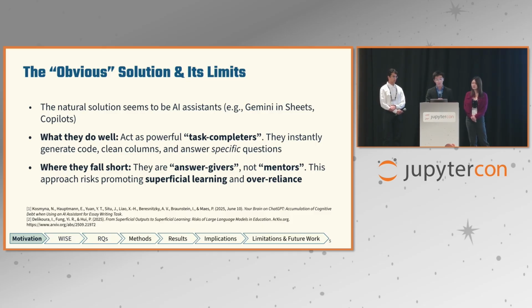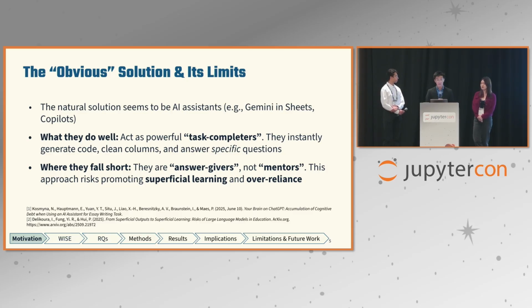Naturally, people might look to the obvious solutions, the powerful AI assistants that we're all seeing, like Gemini in Google Sheets or GitHub Copilot. These tools are fantastic at being task completers. They can instantly generate code, clean a column, or answer a specific factual question. They can solve the immediate problem. But there's a limit. They are good answer givers, but bad mentors. They give the students the final product, but bypass the process, the productive struggle that actually builds long-term skill. This approach risks promoting superficial learning and over-reliance.